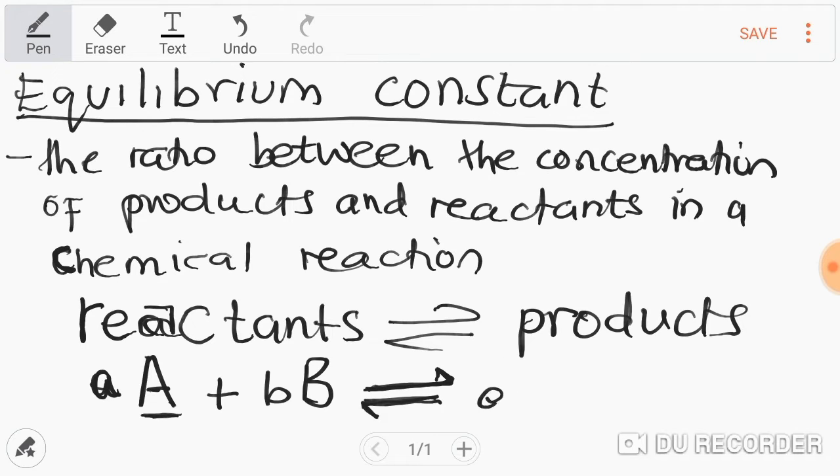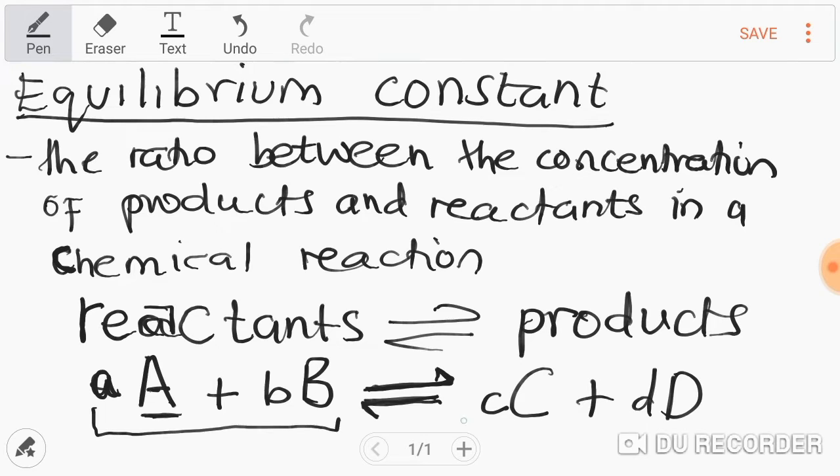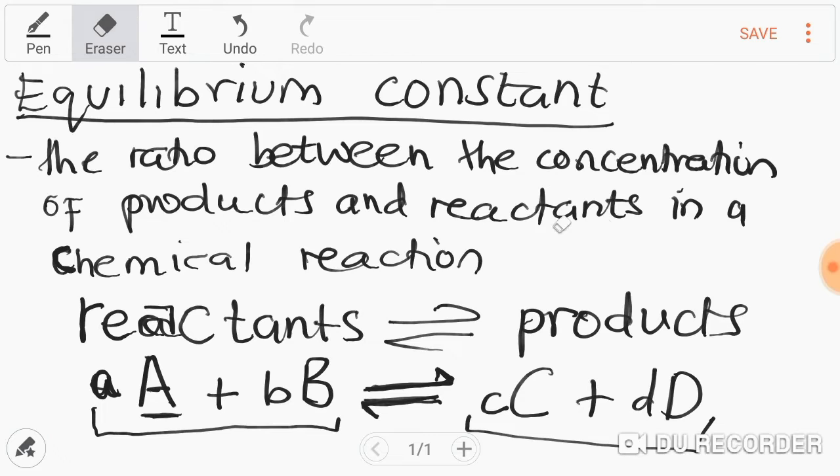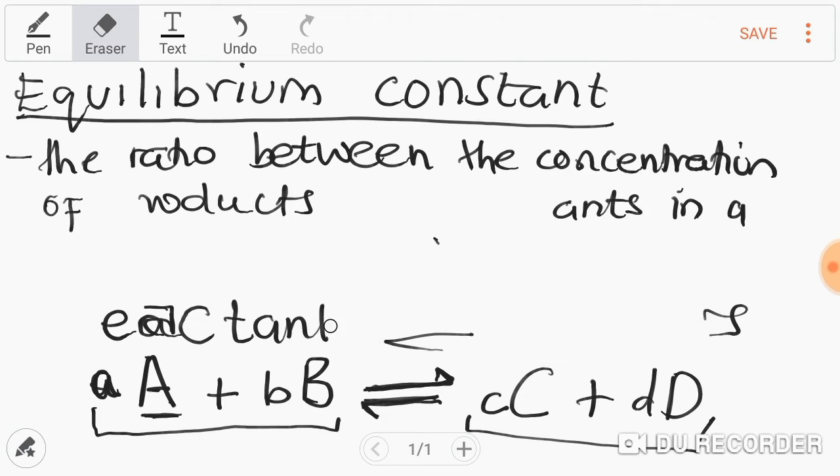So it could be forming C plus D. So in this case, these are the reactants forming the products, right? Allow me to erase this.